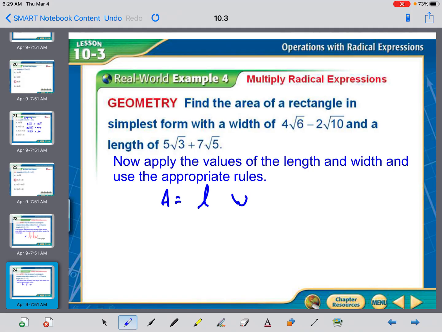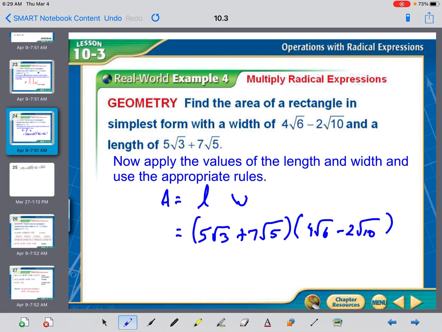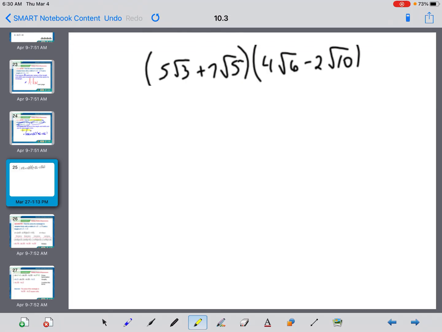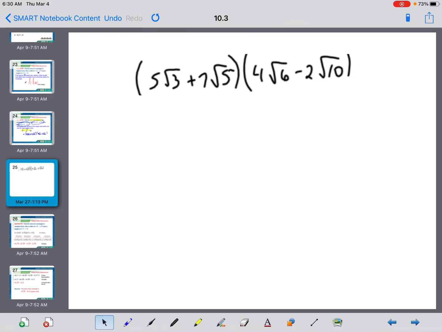So I'll just write it. Area equal LW. Length, they say, is 5 times the square root of 3 plus 7 times the square root of 5. And width is 4 times the square root of 6 minus 2 times the square root of 10. Okay? That's strictly applying those two measurements to the formula because they've asked us here to find the area of the rectangle. And we know this formula to be the formula for the area of the rectangle. So I've borrowed that information, brought it over here so that we can work with it.